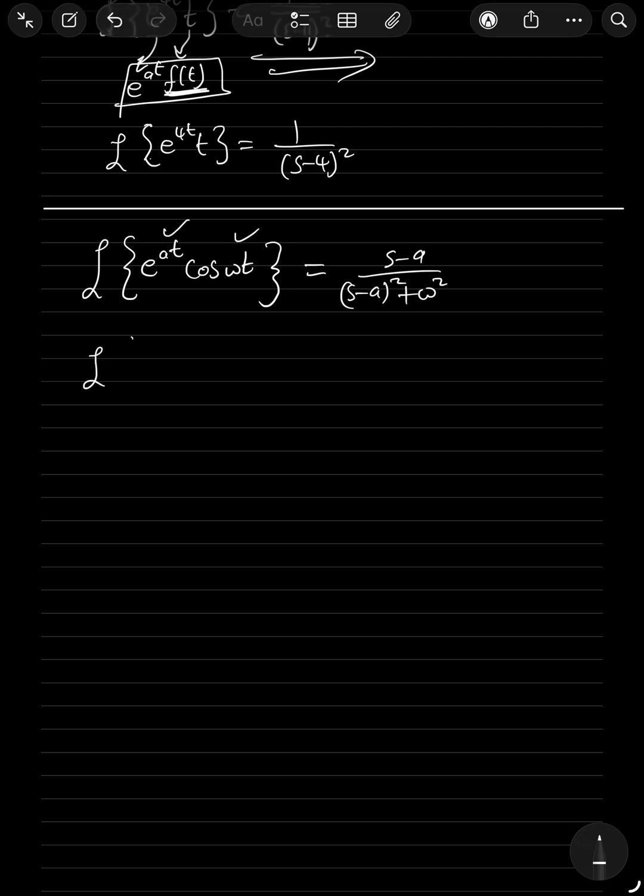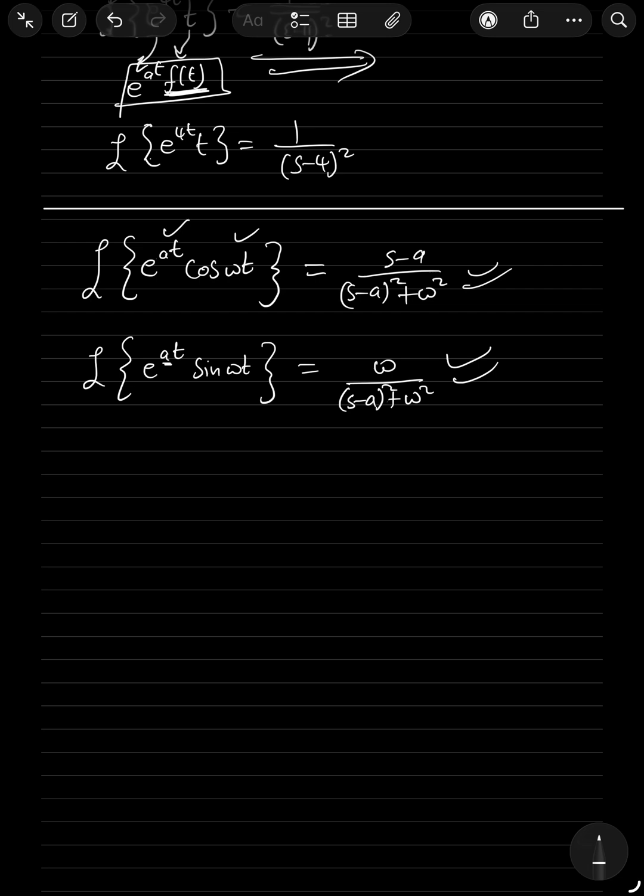Same thing with the Laplace transform of sine omega t. Remember, for sine we have omega over s squared plus omega squared, right? So we are shifting by positive a. So where there is s, we are going to have s minus a squared. So again, this is what you have.